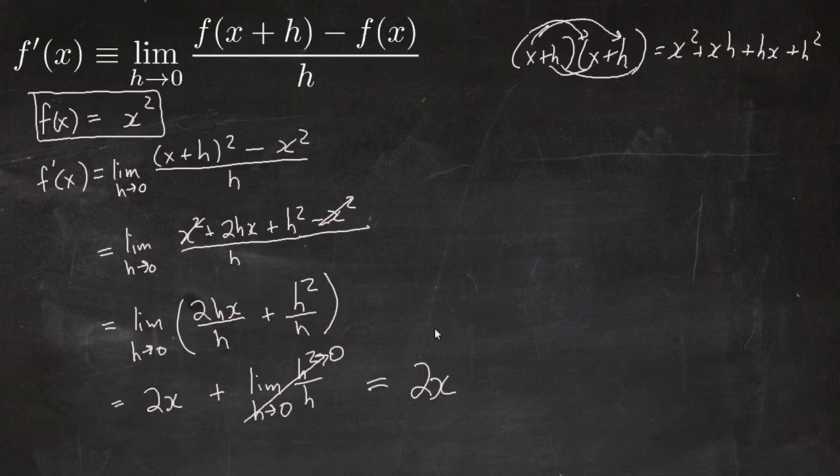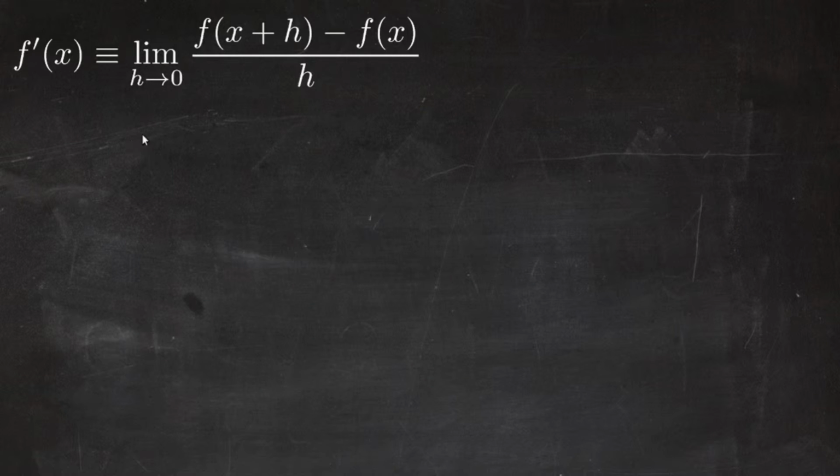And remember, that was what we found, that the derivative d by dx of the function x squared, let's use this notation for the derivative, is 2x. And we just showed that using the definition. Let's look at another example. Suppose that my function was f of x equals x cubed.